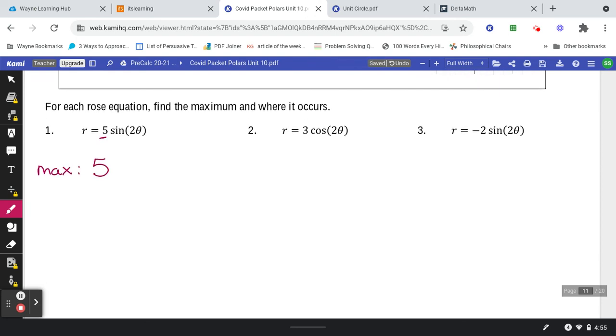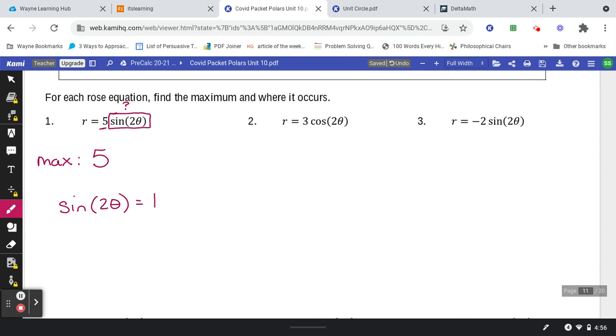In order to figure out where the maximum happens, we need to do a little bit of investigating on our unit circle. So 5 times the sine of 2 theta. I need this right here to be a number that when I multiply it by 5, I get 5. In other words, 5 times what is 5? Well, that's pretty easy. That's 1. So what I need to do is set up an equation. Sine of 2 theta equals 1 because that's when I'll have my maximum value. And from there, I can use my unit circle to try to find my answer.